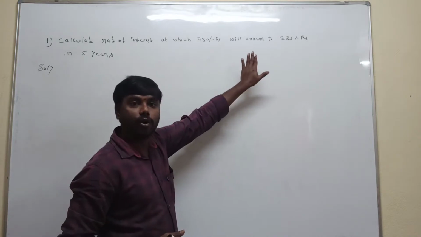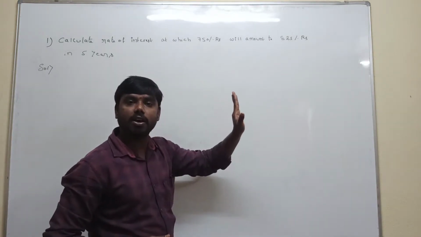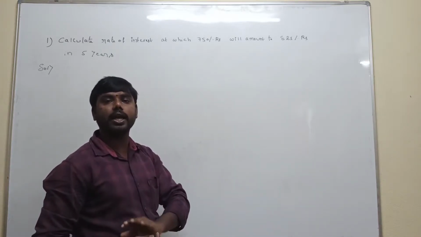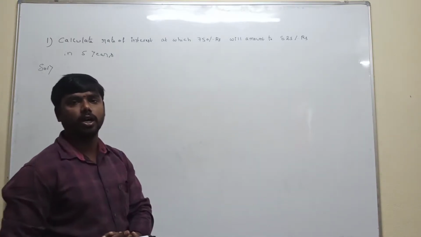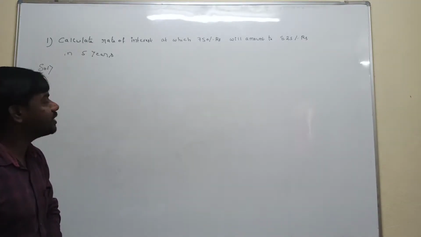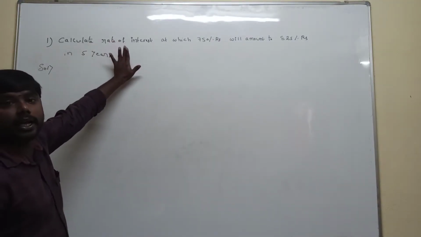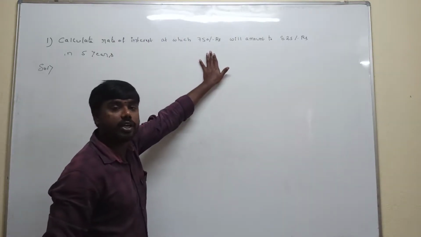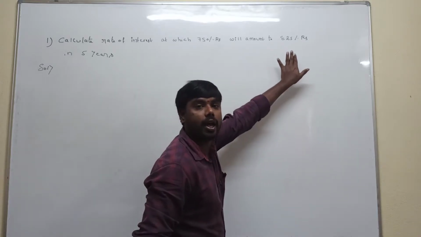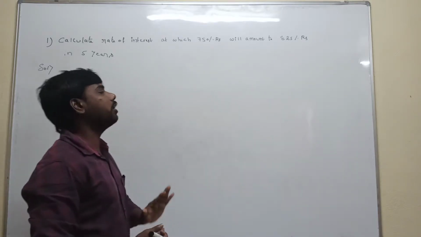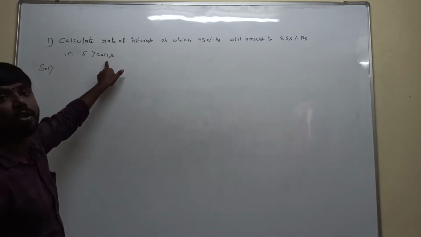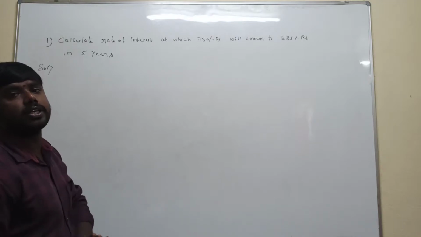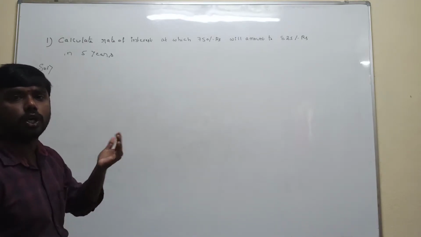Whenever the total amount is given, first we apply the amount formula. After that we need to calculate the rate of interest. So everyone understood? What is the given question? Calculate rate of interest. Principal amount is 750, total amount is 825 rupees and time t is equal to 5 years. In the given question, the required value is capital R. Now we are going to the solution.